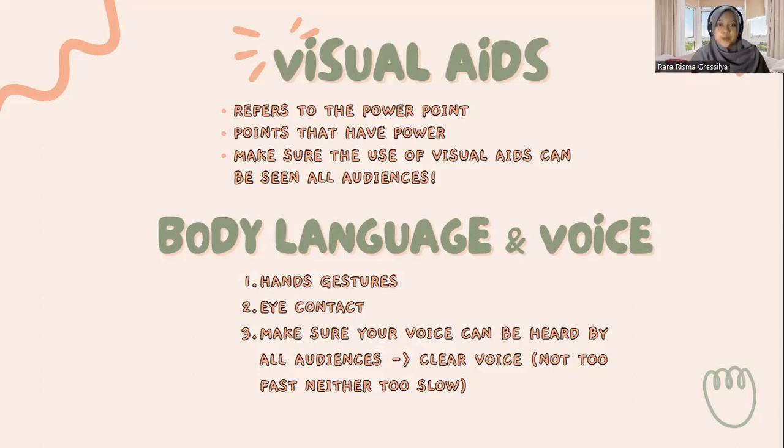And then the third point is about making sure that the visual aids can be seen by all audiences in the presentation room. So we have to make sure that the size of text in our slide is not too small, neither too big. So we have to make sure that all audiences can see our slide, can see our material in the slide.